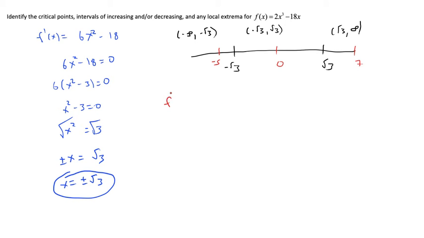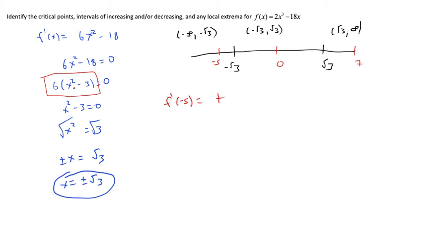So what is f prime of negative 5? Now you realize that the number itself doesn't really matter. All that matters is whether the answer is positive or negative. So I'll just plug it in here. Negative 5 squared is 25, minus 3 is 22, times 6. That's a really big number, but I know it's positive.